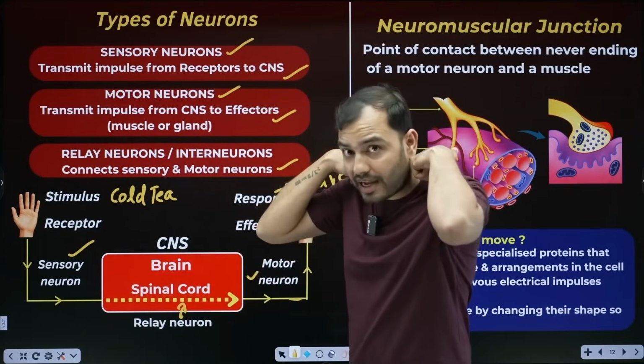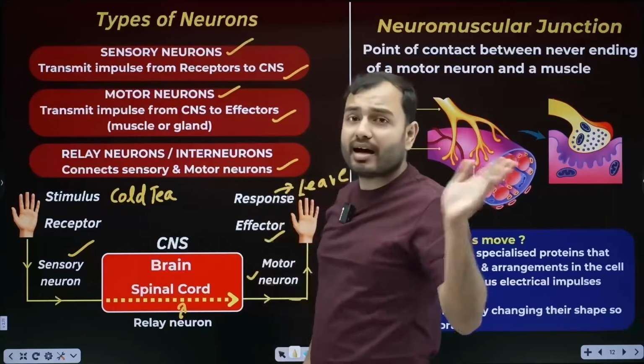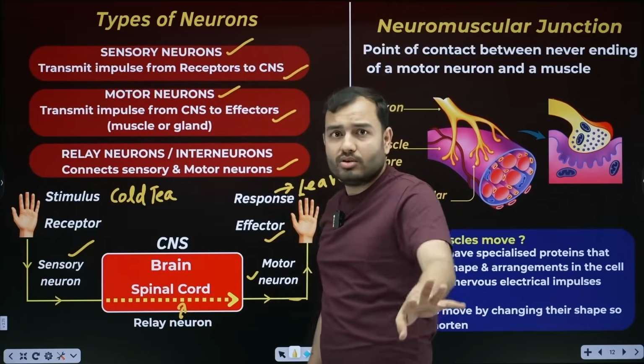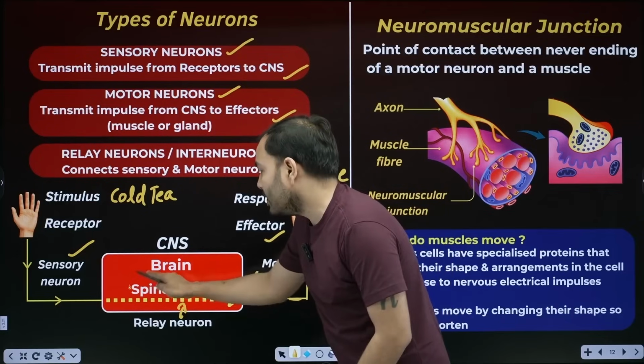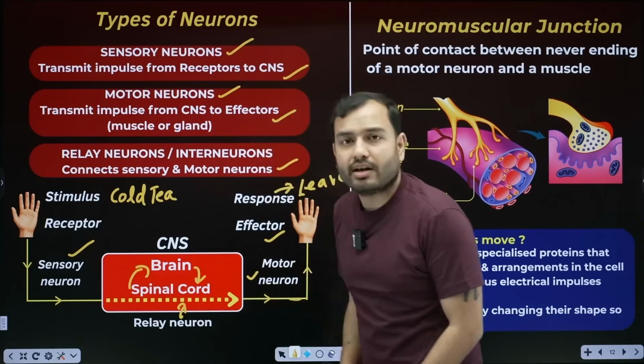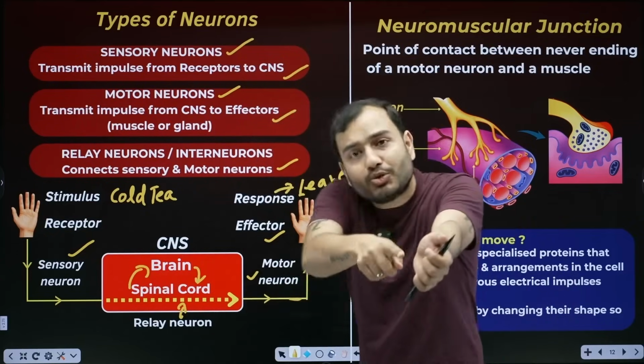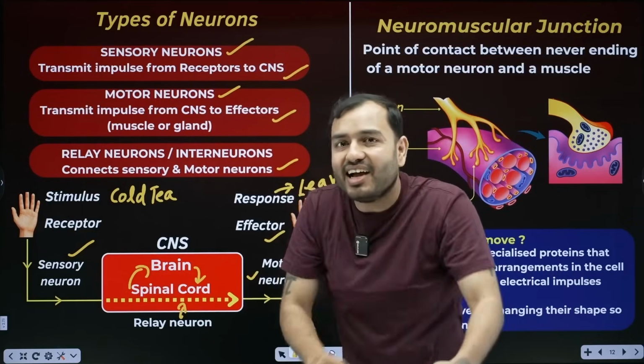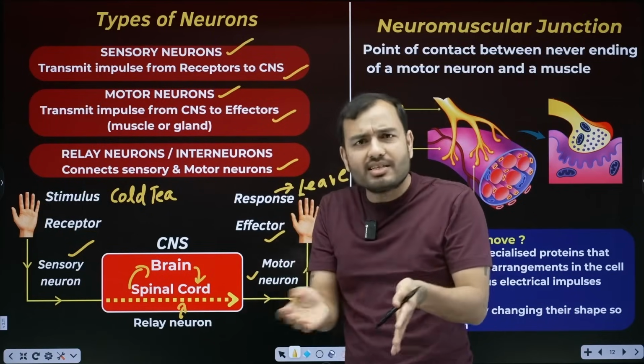Where did it reach first? The spinal cord. The spinal cord told the brain, the tea is cold, what to do? The brain said, do one thing, drop it. So the information went back from here to the brain. The brain said, drop it. From the spinal cord, the information was sent again to the same hand. But this time this hand became the effector. The same organ can become receptor and effector.